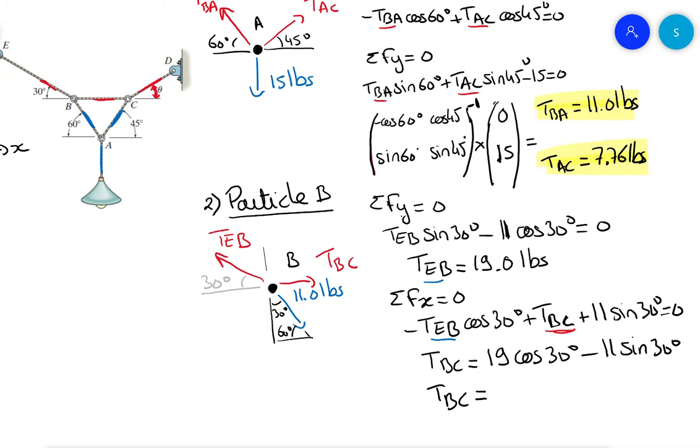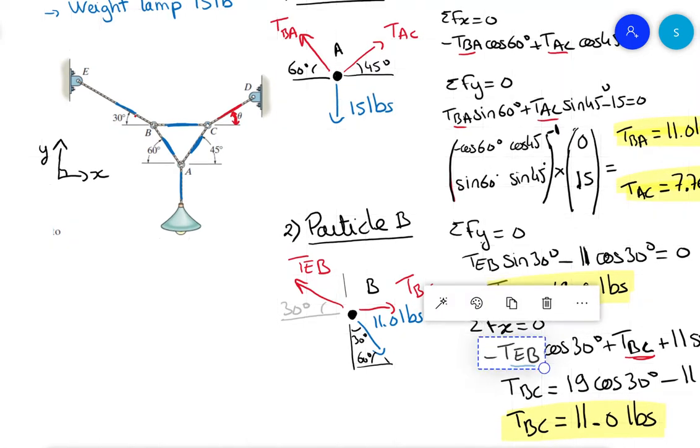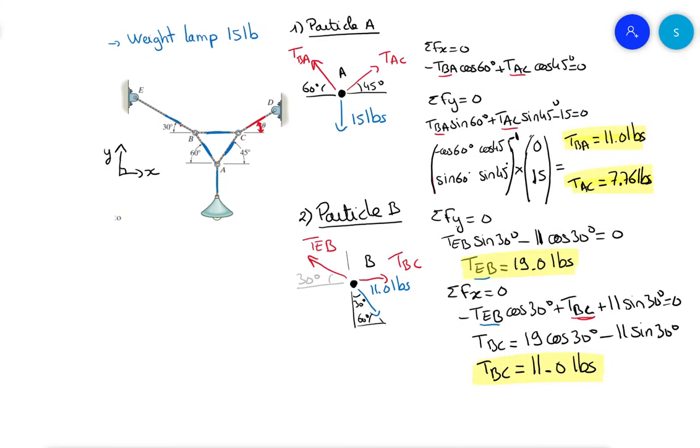10.95. That's funny. Everything is really close to an exact number. So it's 11.0 pounds. Okay, let me add them. So TEB and TBC. So now we have this one and this one in blue. And we can go to the particle C to find our two last unknowns, theta and TCD, and I will show you how we find theta because it's very common that we need to use the same steps that we will do.